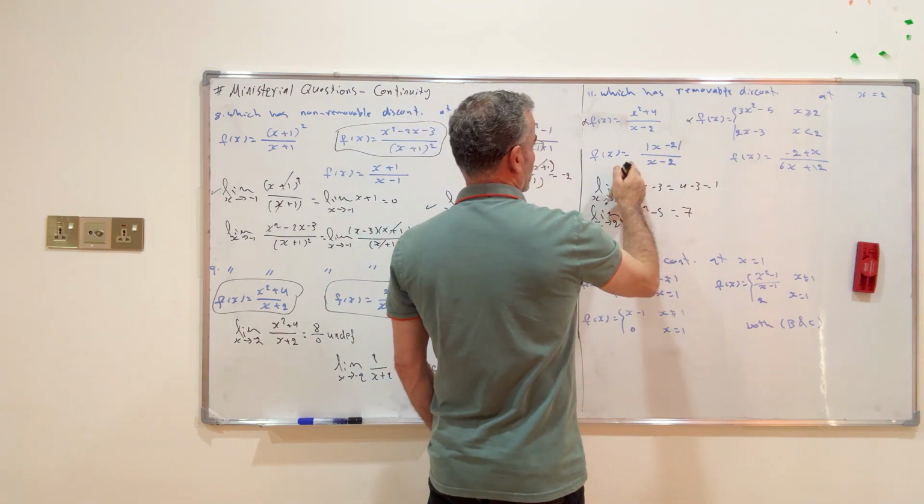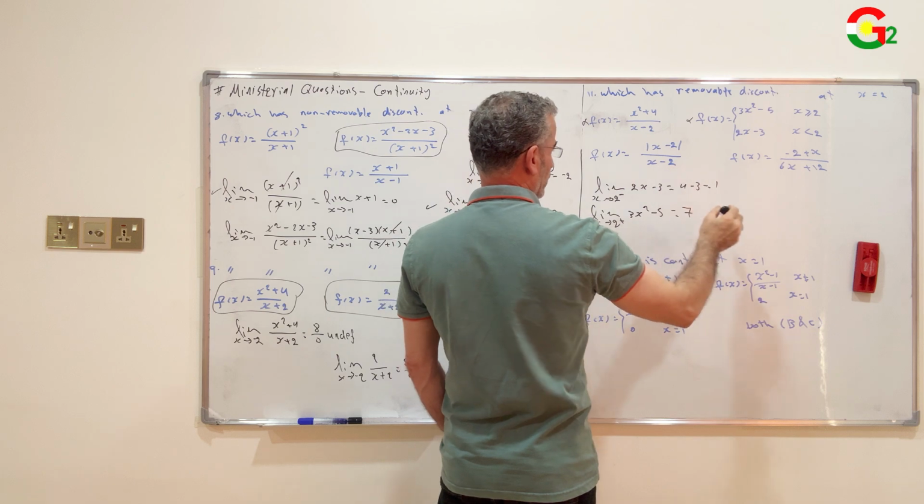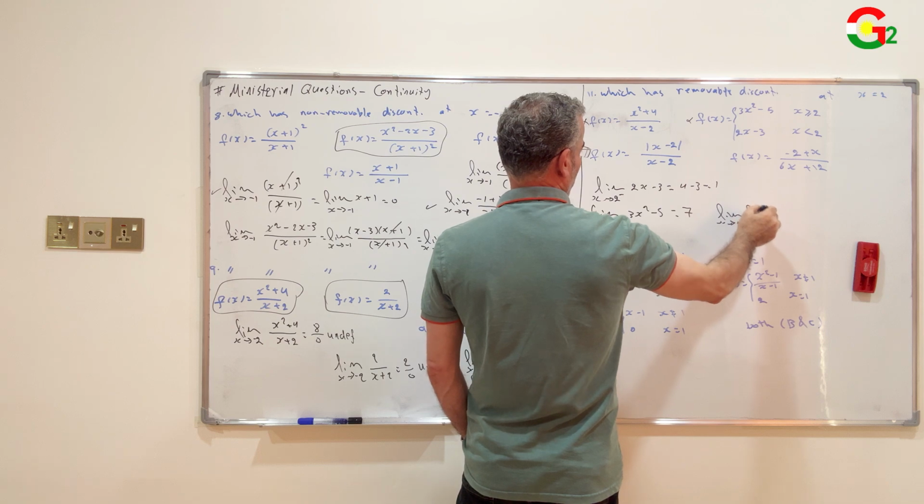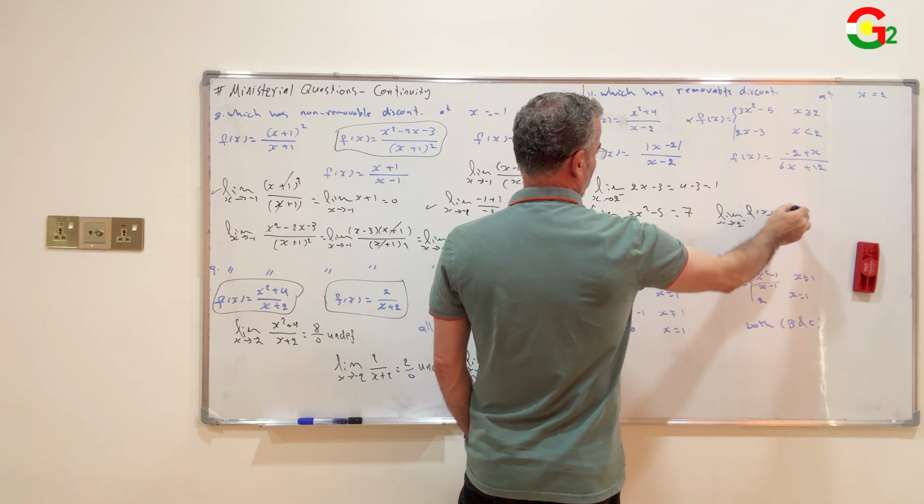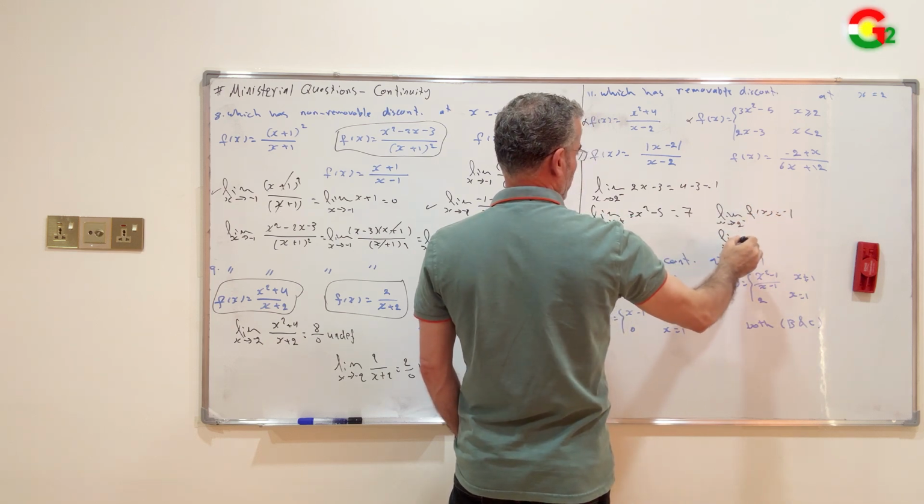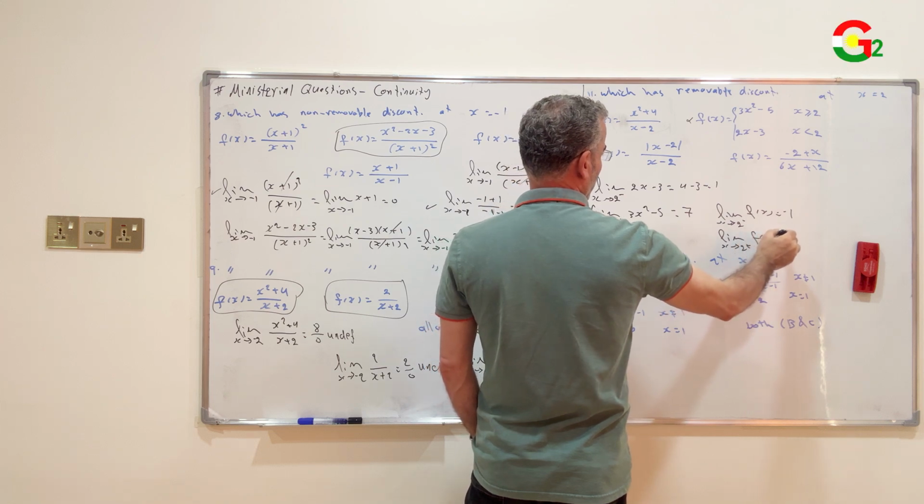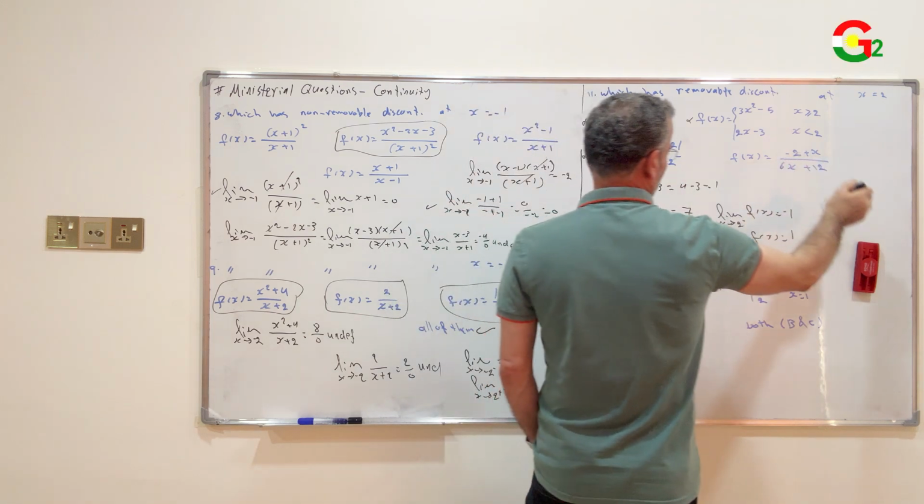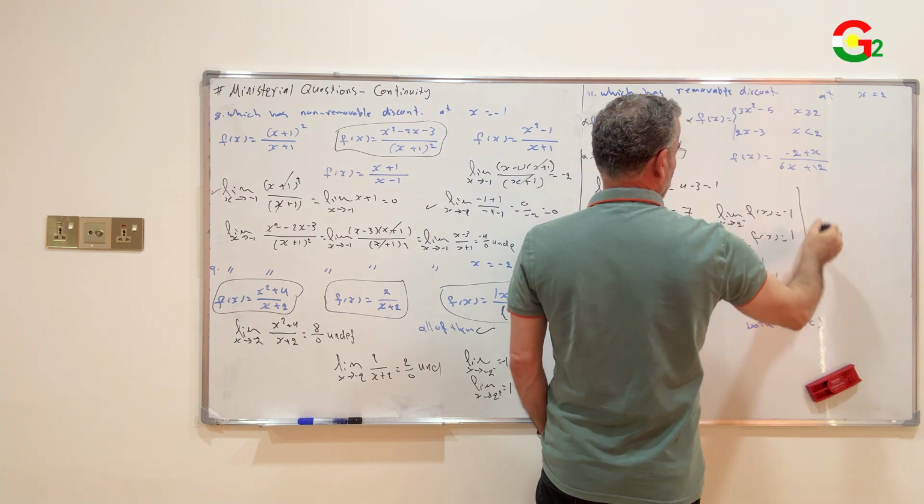For this function, also, we solved it before. The limit when x approaches 2 from the left for f of x equals -1, and the limit when x approaches 2 from the right for f of x equals 1, and the limit does not exist. Let us check the last one.